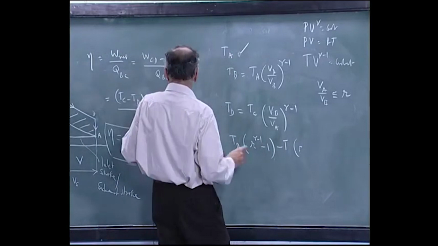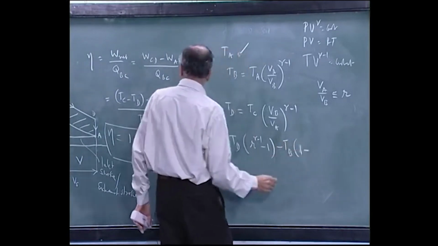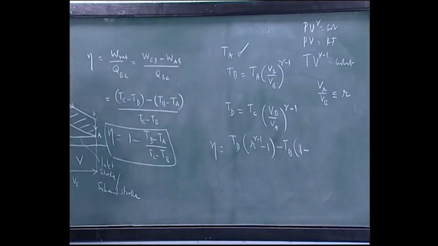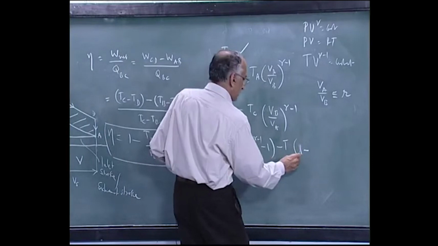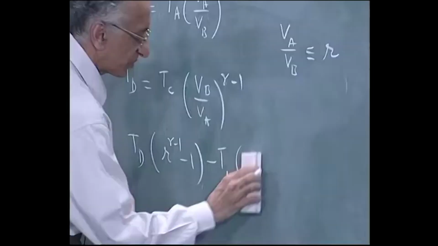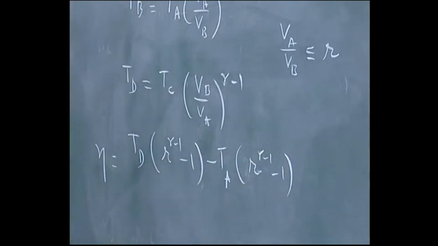I will pull out this TB into 1 minus TA, that is a smaller one, it is VB by VA. No, VA by VB is R, so this is correct. What I wrote is right first. TA into R to the power gamma minus 1 divided by TC minus TB.